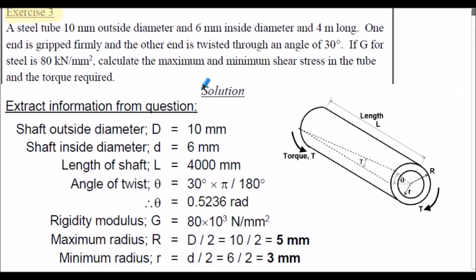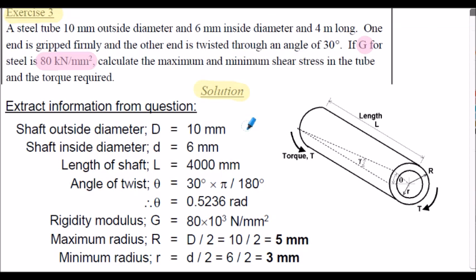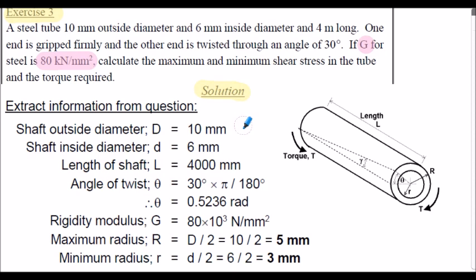Exercise 3, solution. Just notice in this question, because the modulus of rigidity G is stated as 80 kilonewtons per millimeter squared, I will now ensure all my dimensions are in millimeters, and again, to prevent any unit conflict from occurring.